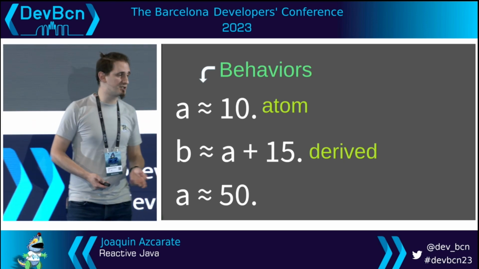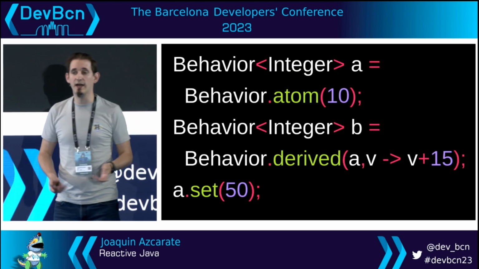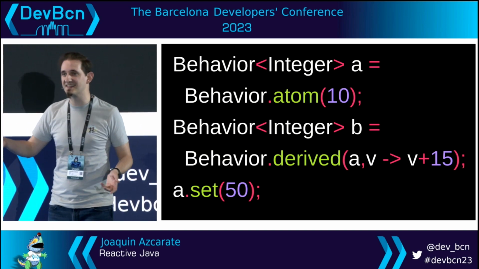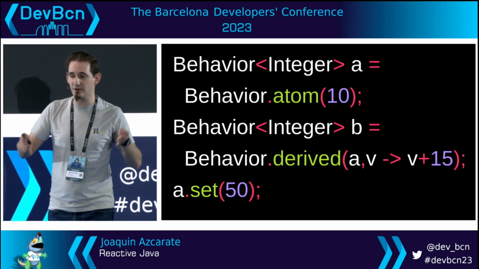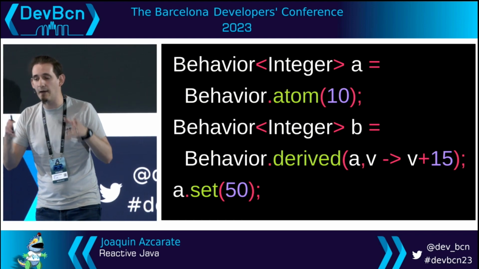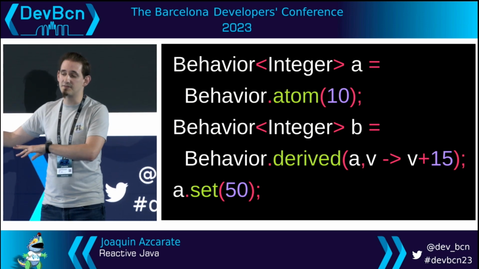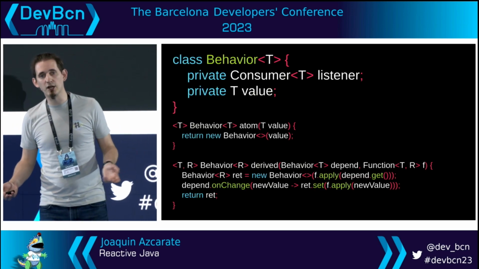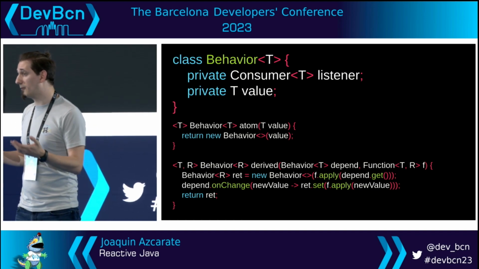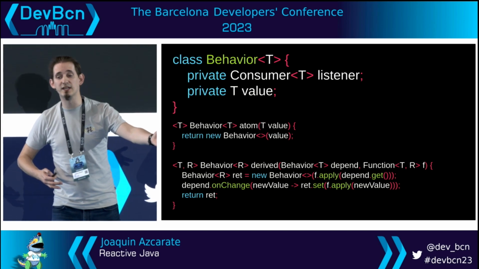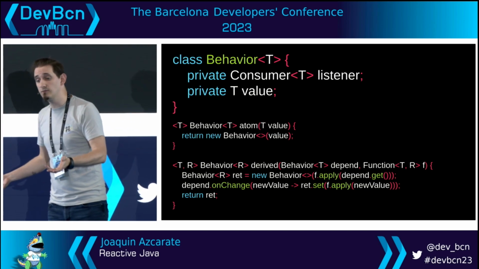How would one go in Java implementing this kind of thing? You can have this idea. Squiggly lines are much, much prettier than this sort of code, but the idea is you have A that's an atom of 10, and we have a B that's a derived behavior from A, and it's whatever the value is plus 15. How would one go implementing this? Again, observer pattern means we have a class that has a value and something to listen. An atom is just the value.